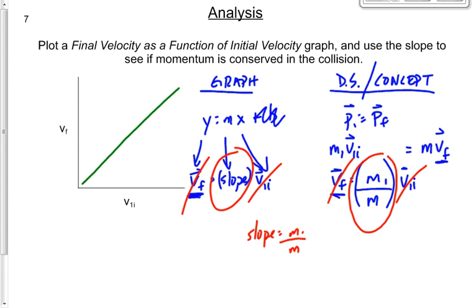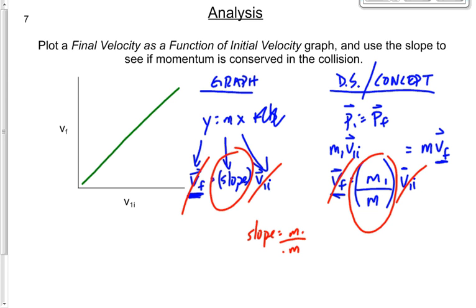The slope of this graph isn't quite as easy as the slope of a velocity time graph. The slope of this graph is m1 over m. And what does m stand for again? Mass, yes. But which mass is it? It's both of them combined. It's m1 and m2 combined. Make sense?